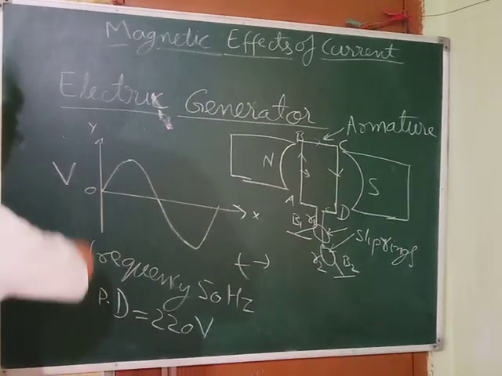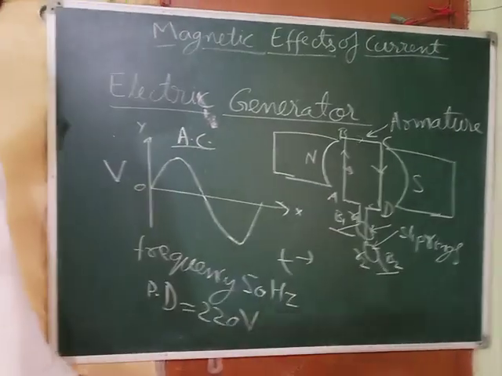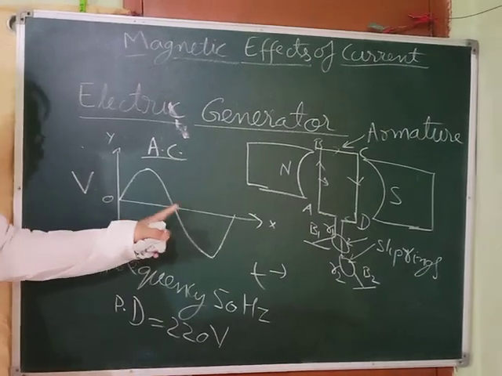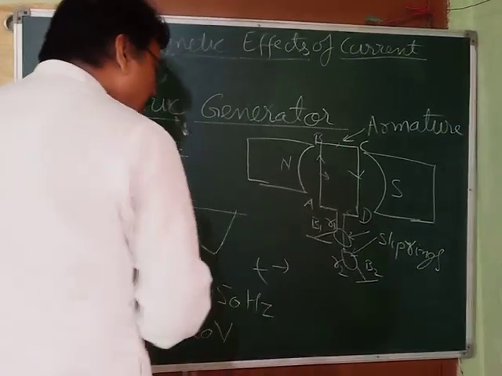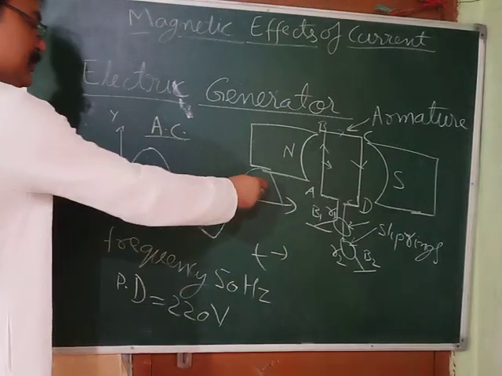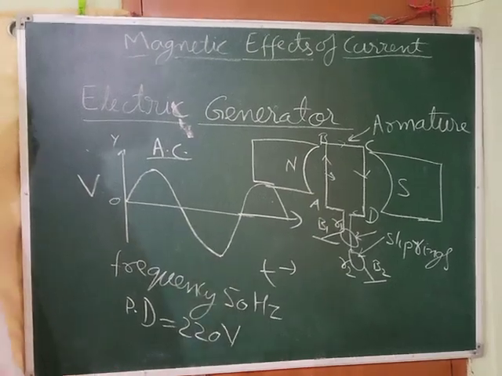This is AC, alternating current. We call AC because it is alternating current. Why alternating? Because see, this is alternating. After this, what will happen? If you draw again even further, what you will find? Let us come again. So between these two, this is alternate. That's why we call it alternating current.